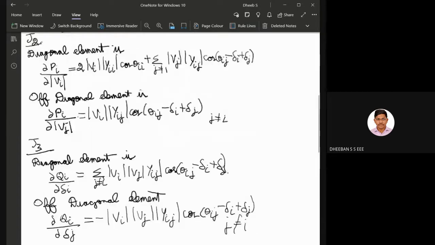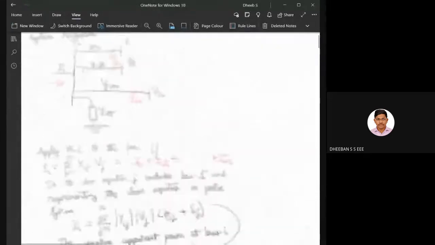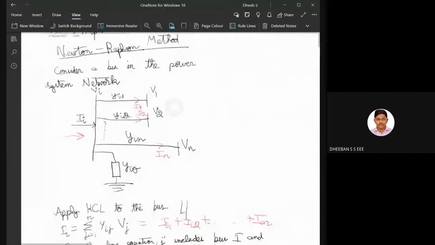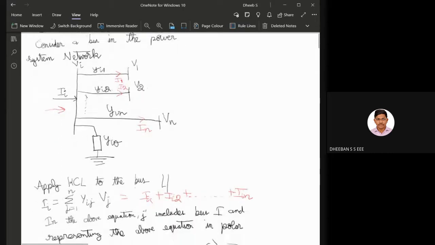So in yesterday's lecture, we started with the Newton-Raphson method. This method is more or less similar to your Gauss-Seidel method, but the advantage is that the convergence or the calculation duration is very minimum when compared to the Gauss-Seidel method, and the accuracy is very much higher. Hence we are moving forward towards the Newton-Raphson method.